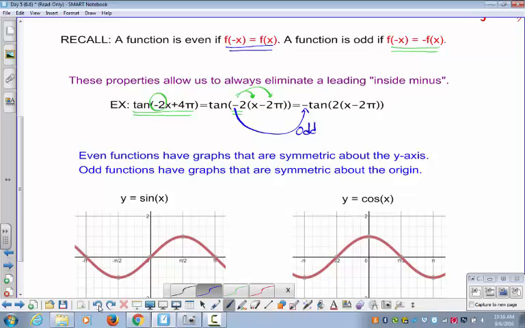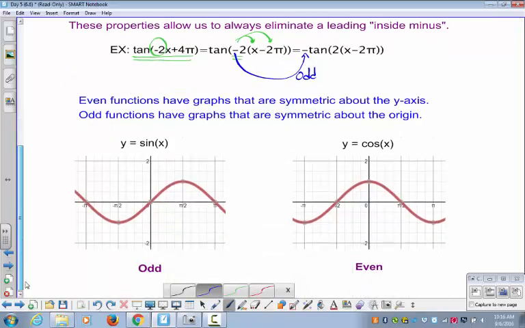In summary, even functions have graphs that are symmetric about the y-axis. And odd functions have graphs that we say are symmetric about the origin. And symmetry around the origin is displayed right here with y equals tangent x. Symmetry about the origin means if you go left and right the same amount, the y values are opposite in sign but the same in magnitude. That's what it means to be symmetric about the origin.